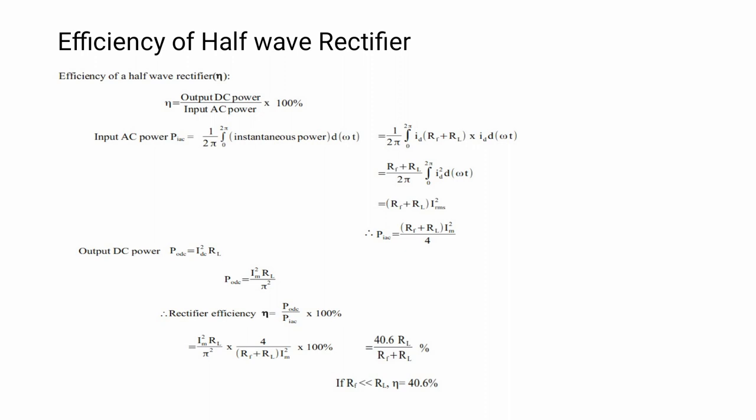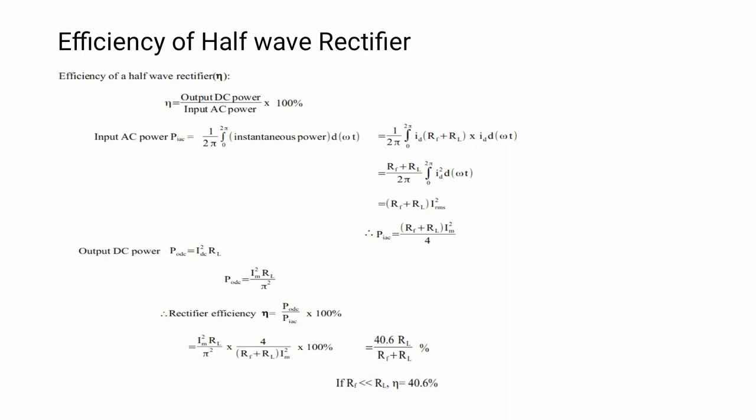Next we have to calculate the output DC power, which is P_oDC. Previously it was P_iAC because it is input AC power, and this is the output DC power, P_oDC. This is the DC power delivered to the load. So it is I_DC² into R_L, and we know the value of I_DC, which is equal to I_m by π. So P_oDC equals I_m² R_L by π². Now we have to find the rectification efficiency, which is equal to P_oDC by P_iAC. Just put the values, and we have 40.6 R_L by (R_F + R_L) percent.